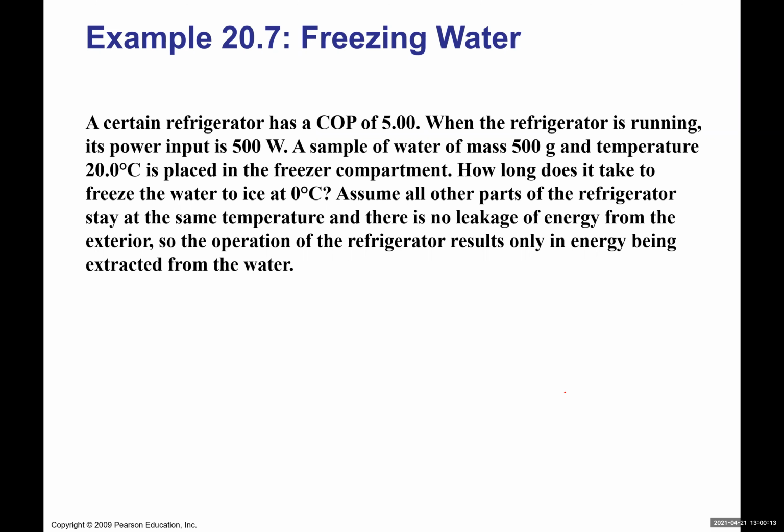All right, so for this example, we are given the coefficient of performance, COP, which is 5. We're given power, which is 500 watts, which, remember, just tells you how many joules you have each second.